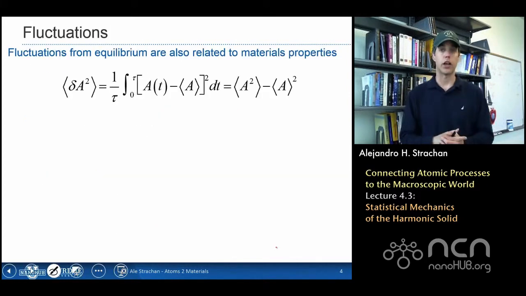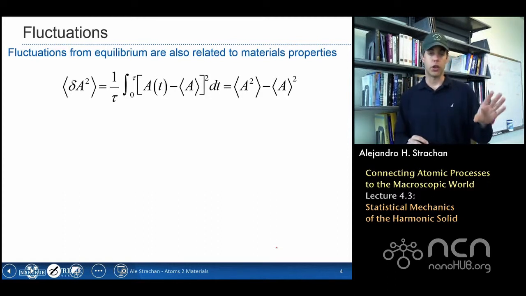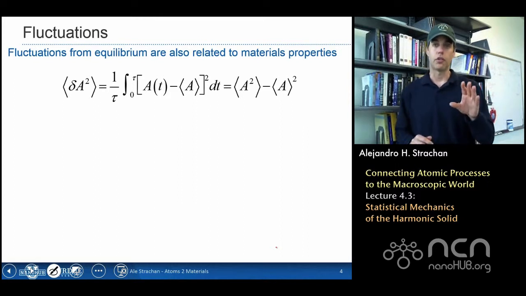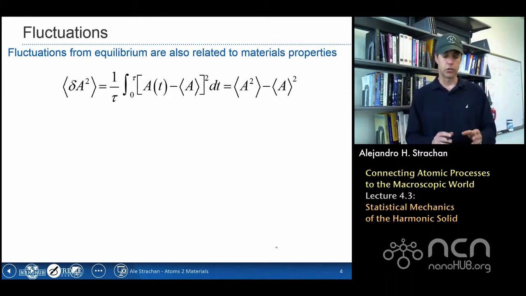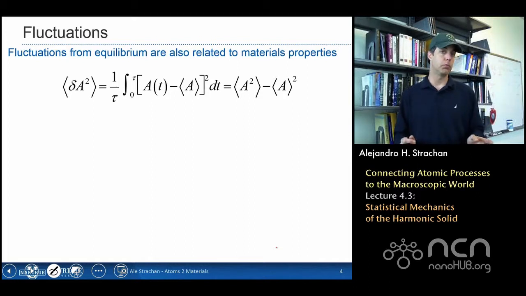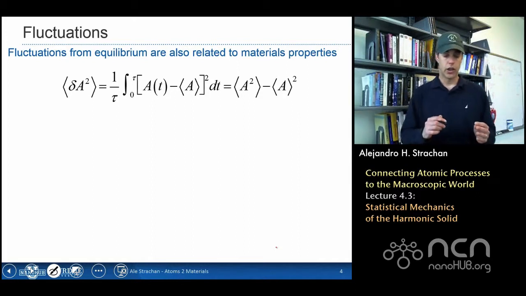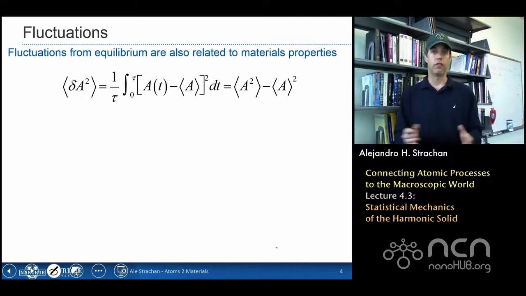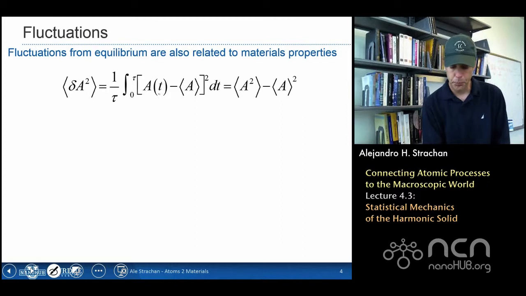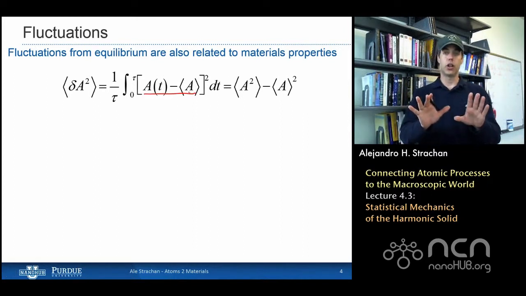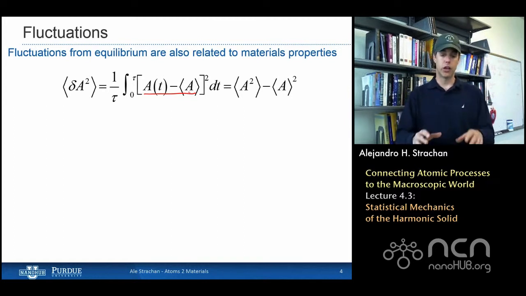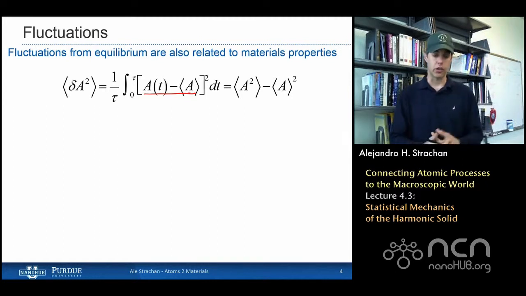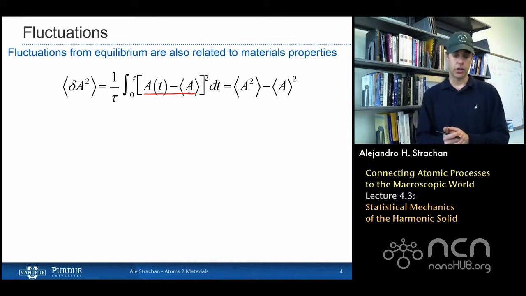Okay, one more slide of background. So we've been talking about average quantities so far. We just talked about average energy and average number of particles. But fluctuations are also important in statistical mechanics. And here I'm showing you the definition of the fluctuation of a quantity A. It's the average of the deviation of A from its mean, and of course, I have to square that so I get a non-zero value.